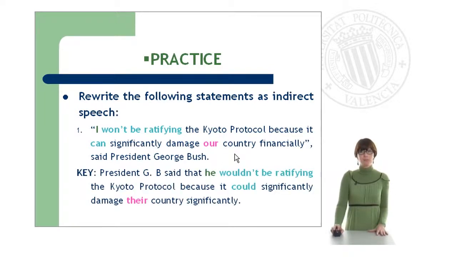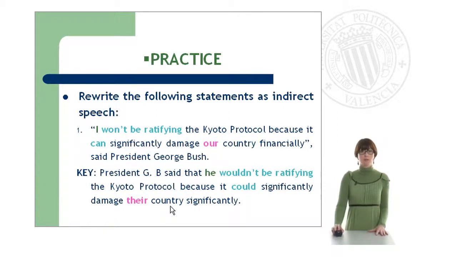And here comes the key. President George Bush said that he wouldn't be ratifying the Kyoto Protocol because it could significantly damage their country financially. Right, so in this case, we have the subject, I, in direct speech, changed into he. There is a change in the subject. Then we have a change in the verb tense. Won't be ratifying becomes wouldn't be ratifying. Okay? And it can becomes it could. And finally, we have a change in the possessive determiner. Our country becomes their country.